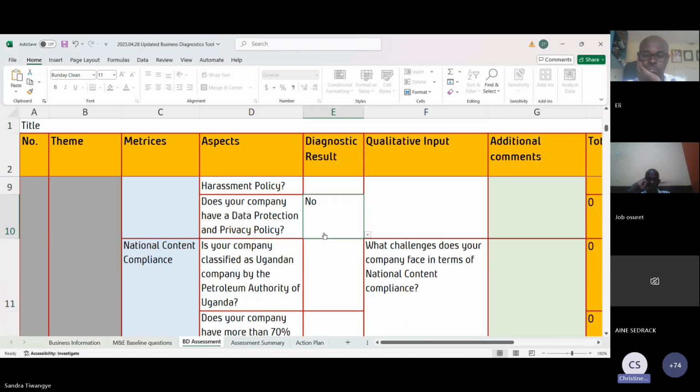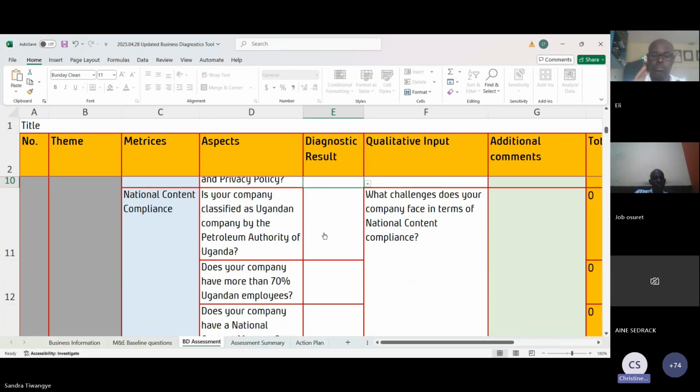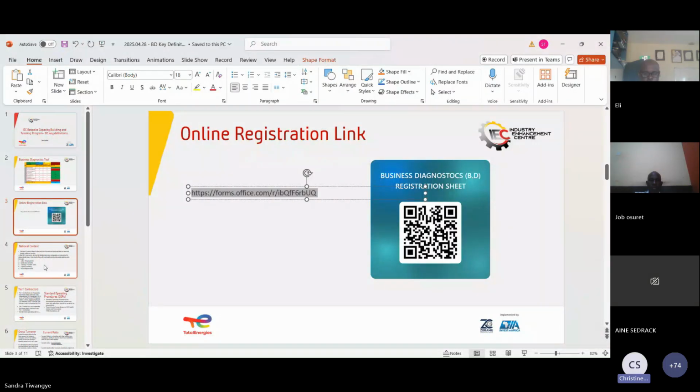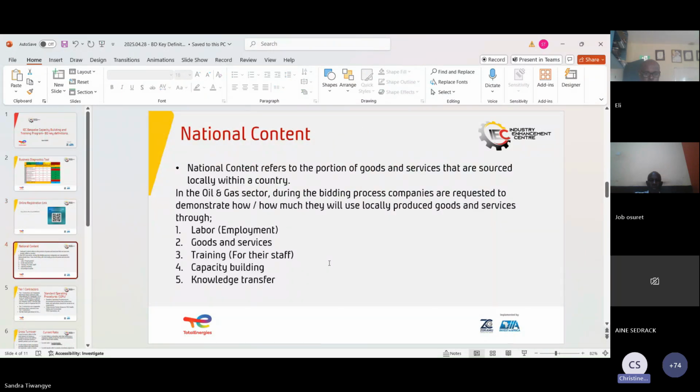Let's proceed to national content compliance. The aspect of national content compliance, we had promised to give you a bit more detail into what national content is. Let's pull up that slide in a while to let you know what national content is. Remember, for any additional qualitative input, additional comments, please use the additional columns, and you can fill these out after the exercise so that you at least invest some more thought and recognize the challenges accurately.